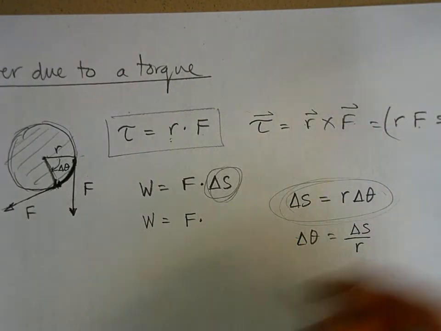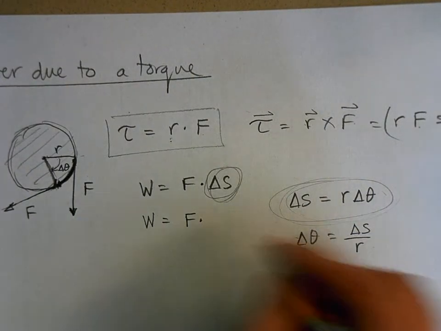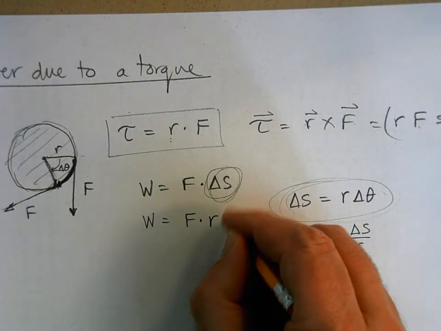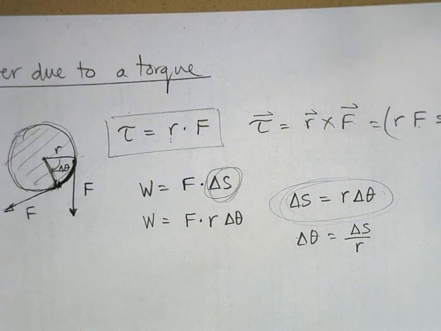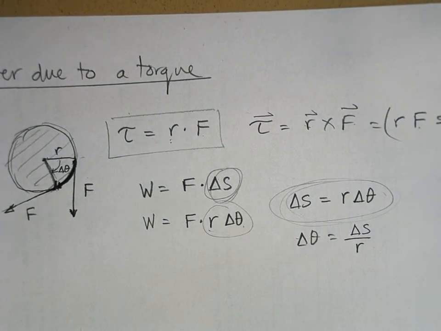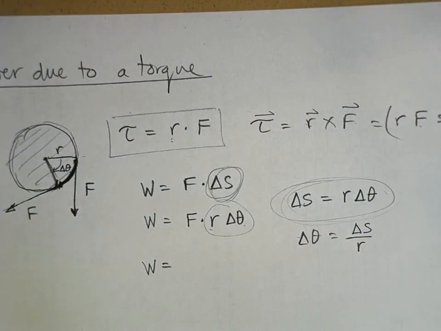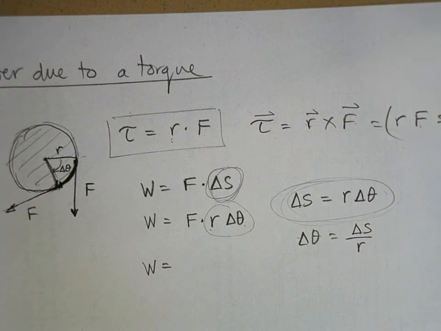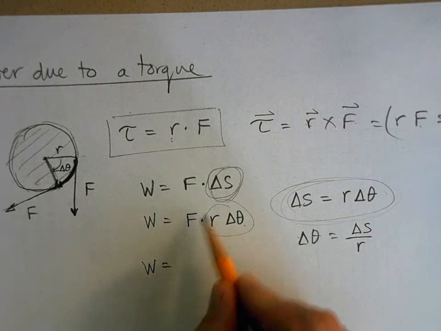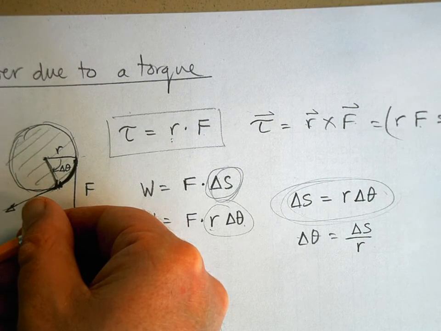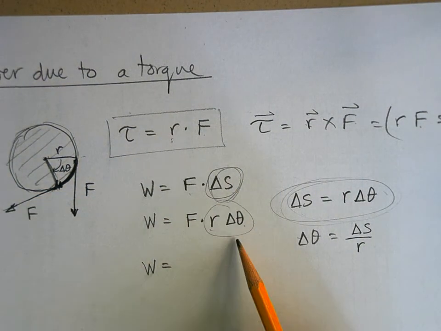So, I'm going to substitute. I'm going to say this is F times R delta theta. So delta s is R delta theta. So the work done now can be written this way, and this is really going to make sense. Okay? So hang on and think. We have F, this force applied through this displacement, doing work, transferring energy into this system.